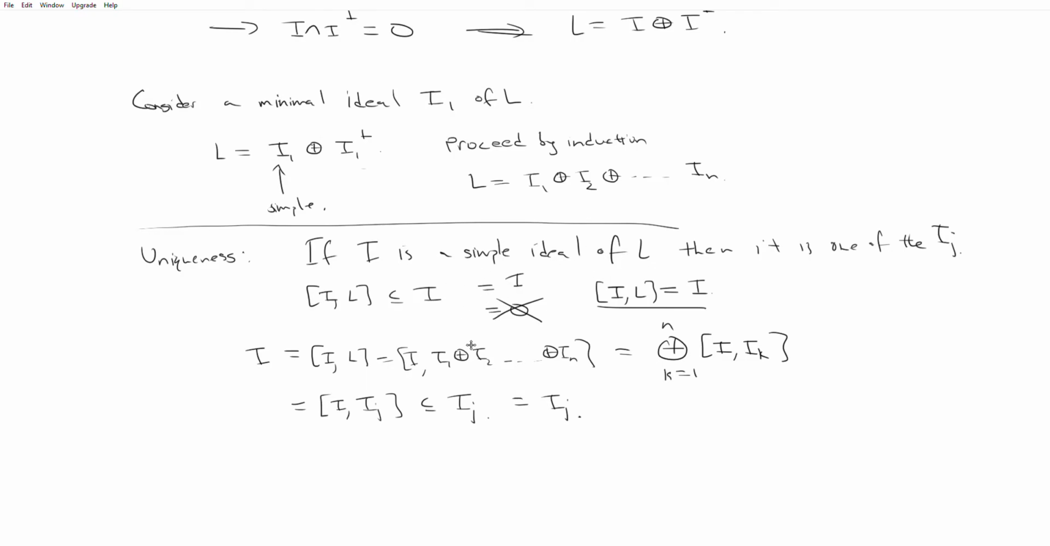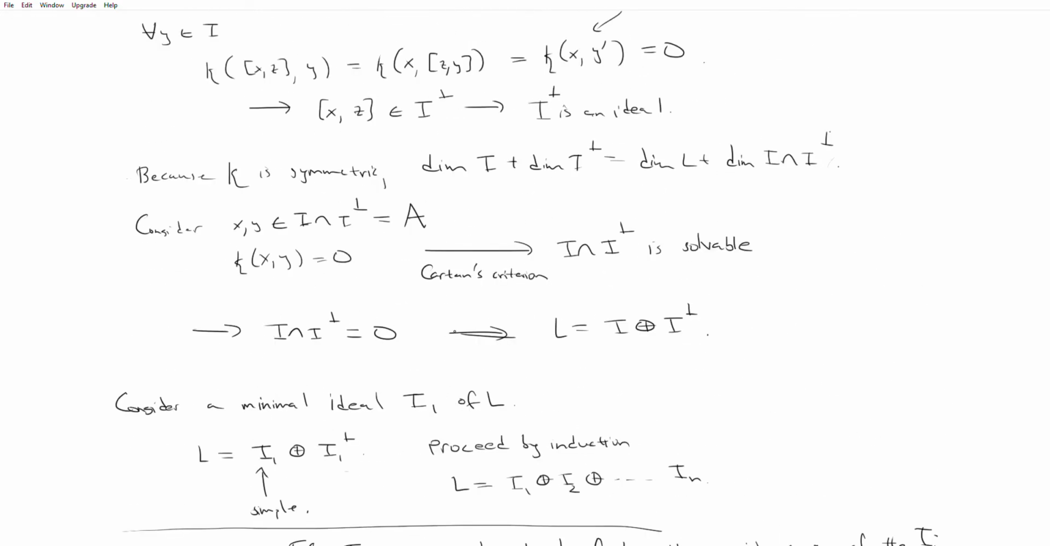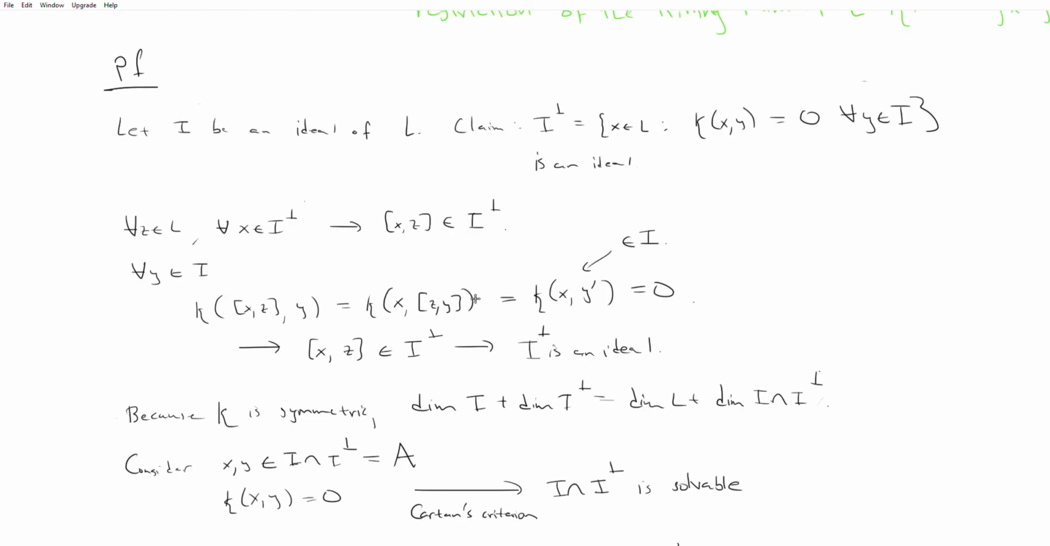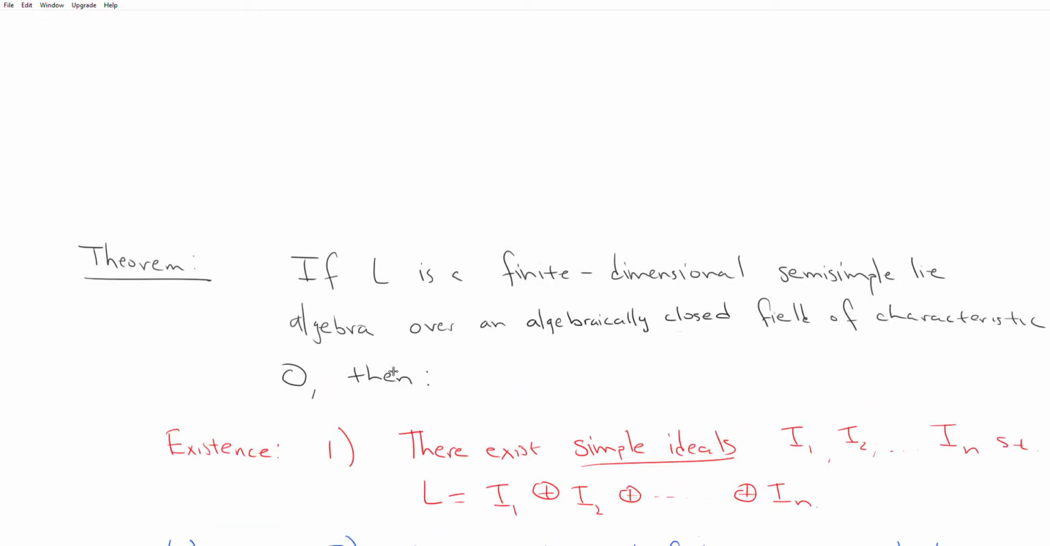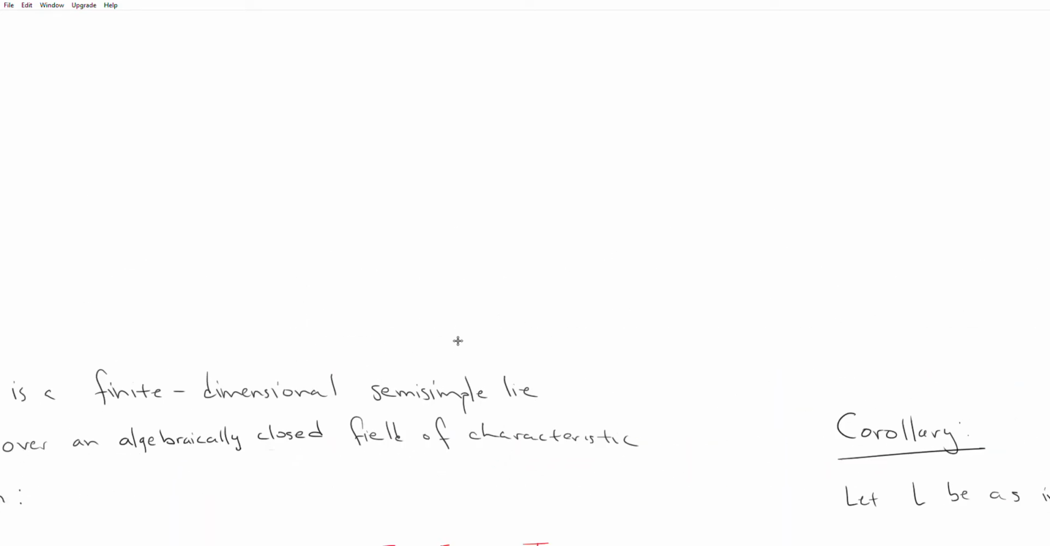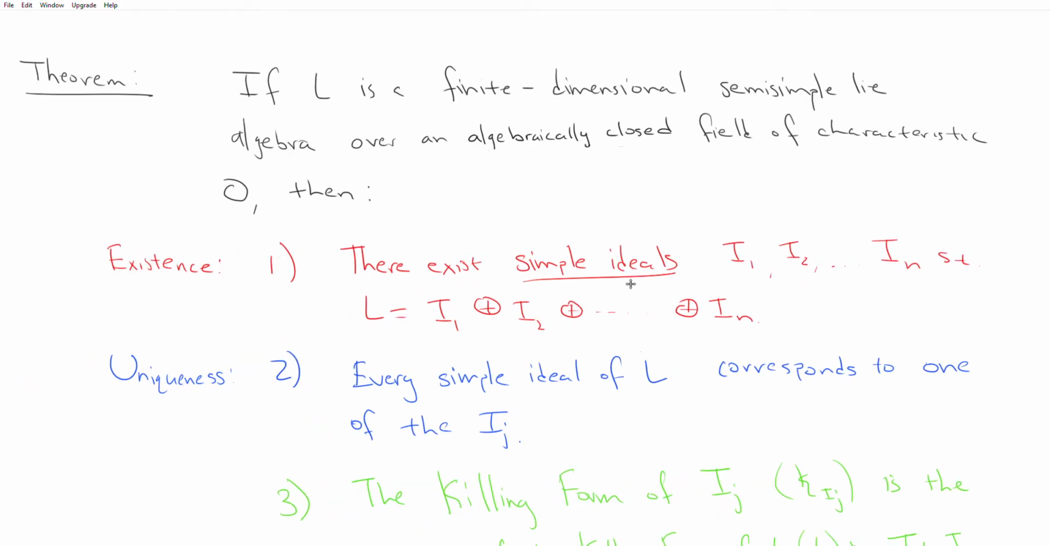So that shows uniqueness. And of course the last statement follows immediately from lemma 5.1 in the last video. So we know this right away. There's nothing really to be shown. Let's scroll back down here. Okay, so that's the theorem.